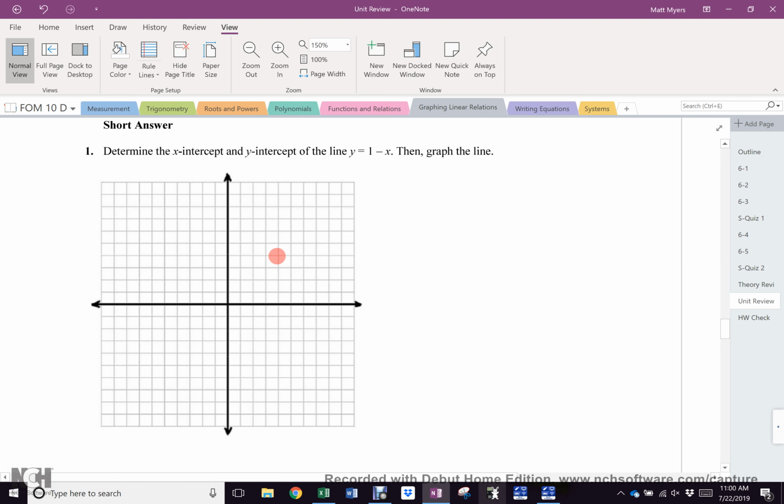You've already seen this on your quiz. Determine the x-intercept and the y-intercept. Well, y equals 1 minus x, so that also means y equals negative x plus 1. So the y-intercept is 1, the slope is negative 1. It looks like that. 2 marks.